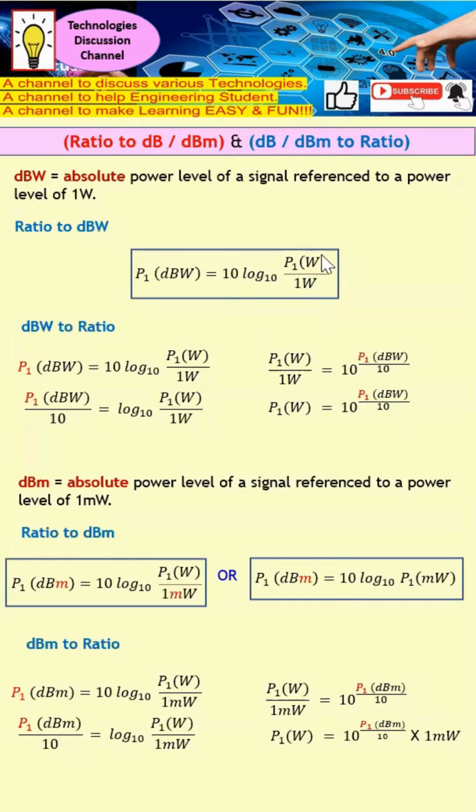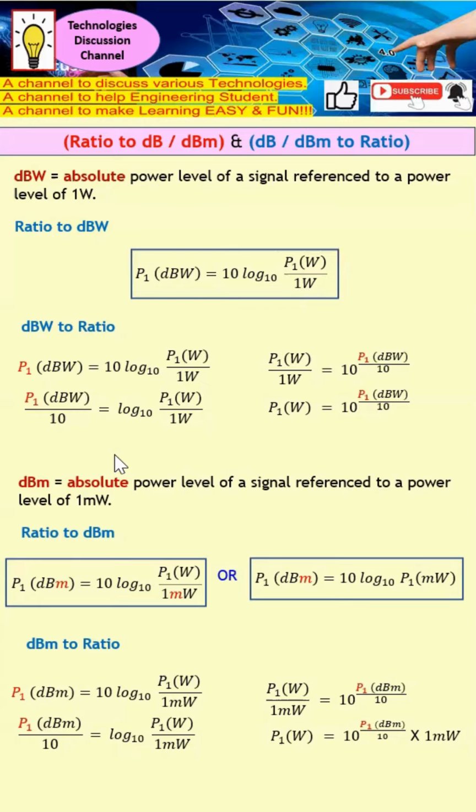This is the equation to convert from ratio to dBW. You can see that the reference number is 1. Next equation: basically this equation is required to convert from dBW to ratio. On my next slides, I will discuss an example of how we can do this.